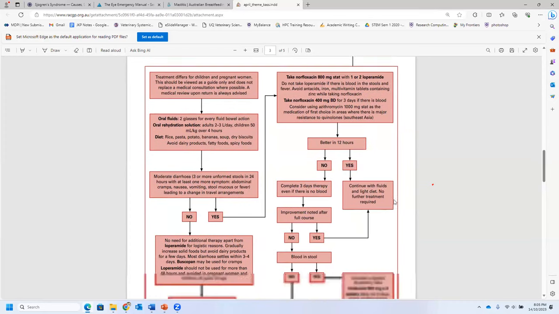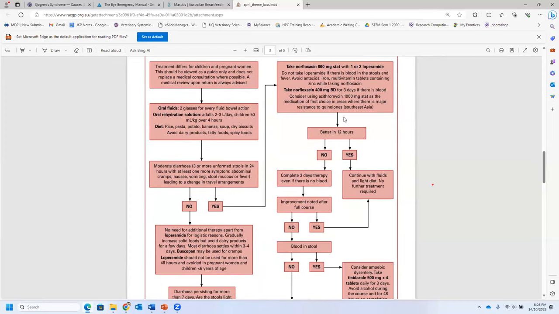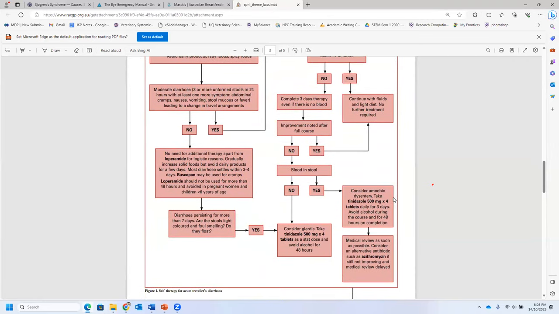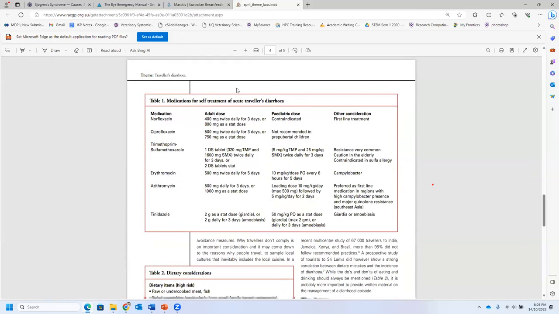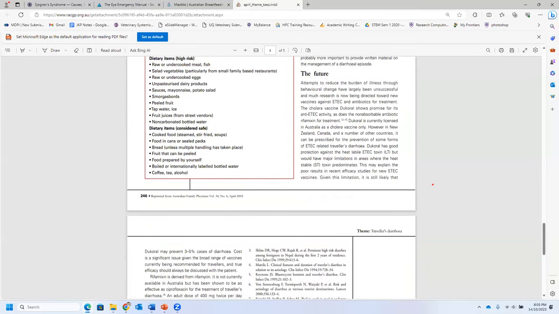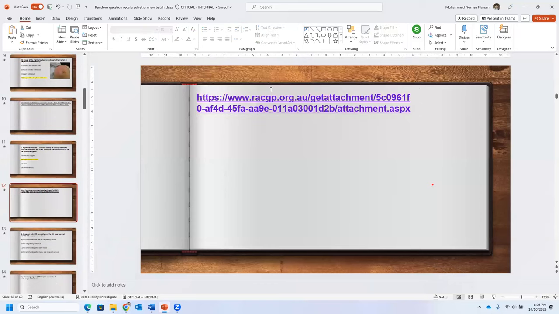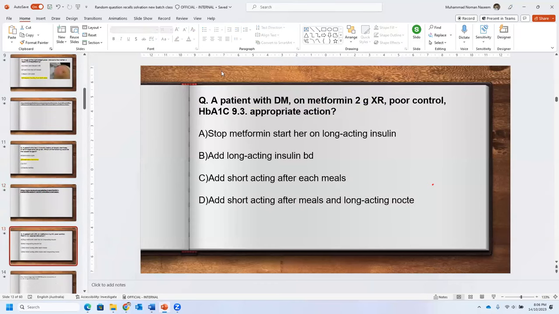If the diarrhea starts having blood in it, then we will complete the antibiotic course for at least 7 to 10 days or 5 to 7 days. If the diarrhea is persisting more than 2 weeks, or more than a week even, and the patient is not responding to the antibiotic treatment we are giving them, then think about amoebic dysentery and start the patient on tinidazole. All right, so they have given you good antibiotics and anti-amoebic drugs over here. Okay, any question?